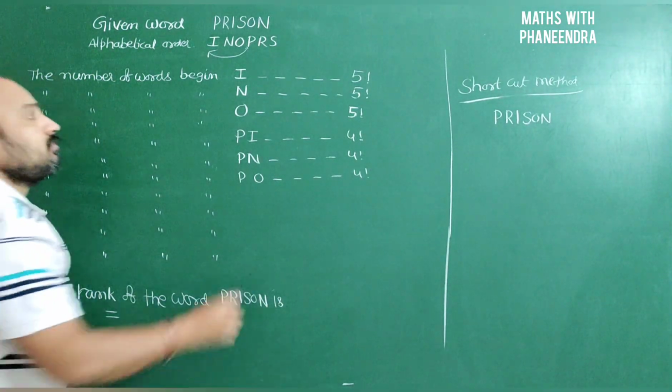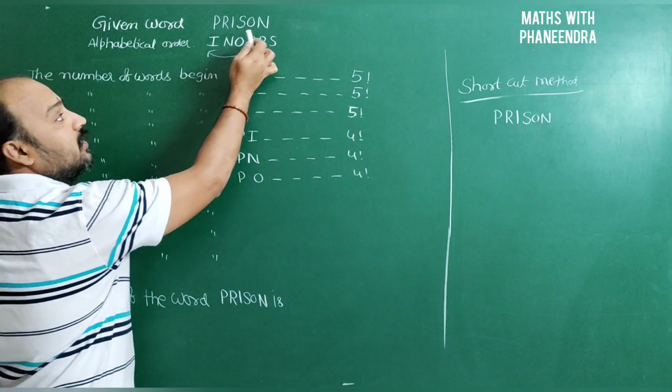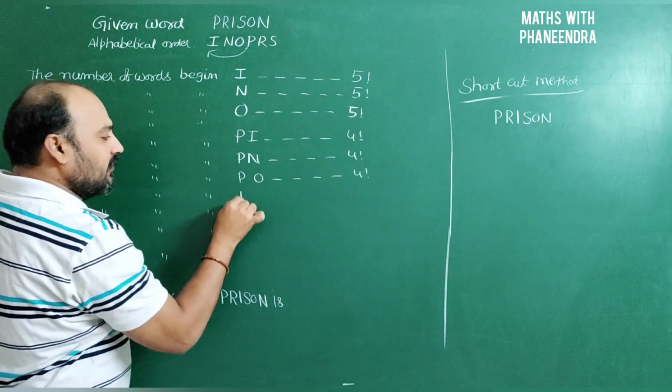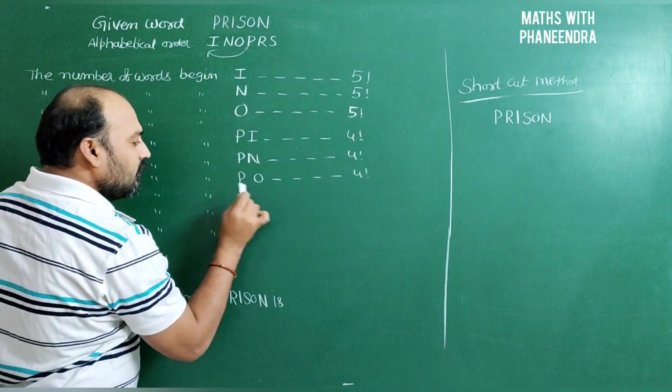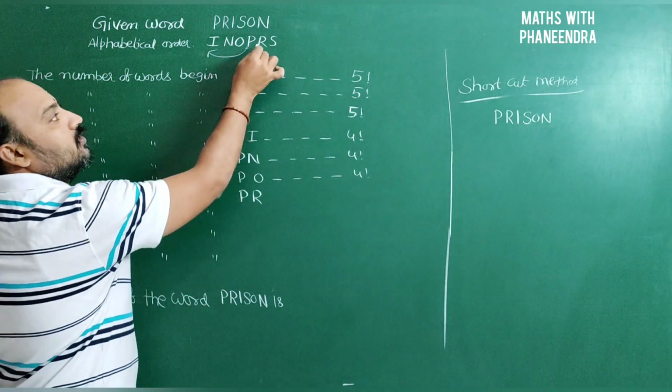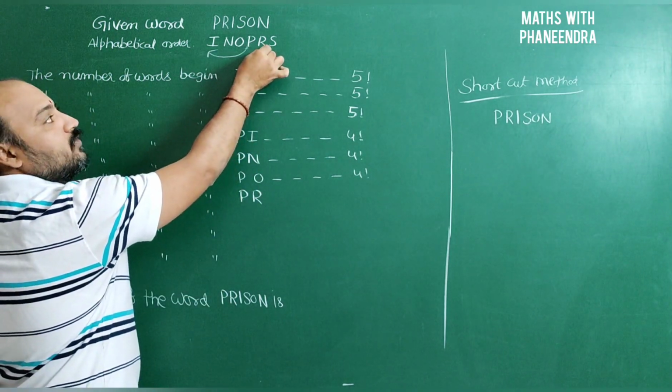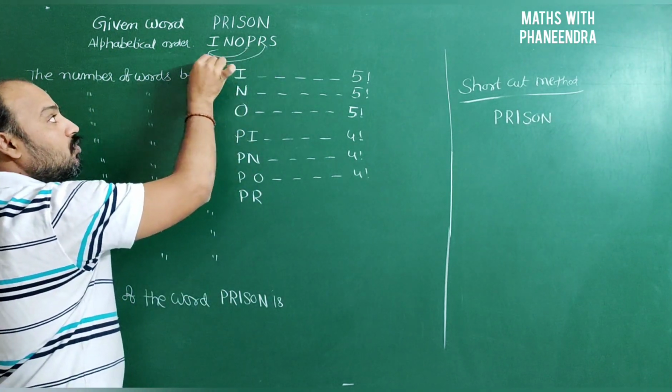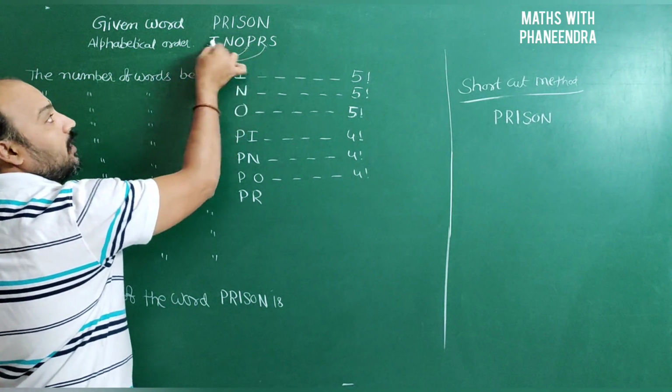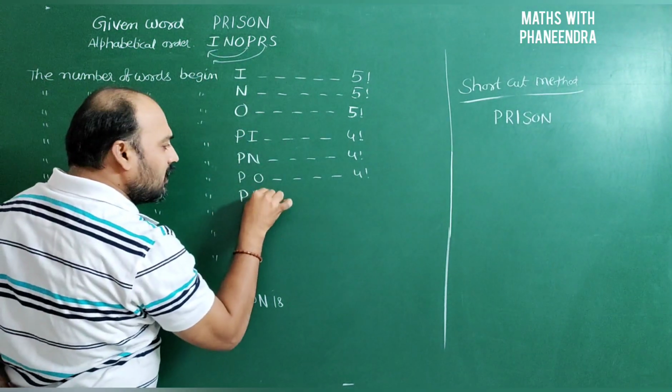Next, the number of words which begin with PR. PR is there in the given word, so you can fix it. PR we can fix. Again from R you can move forward. PRI, even PRI is also there. You can fix it.